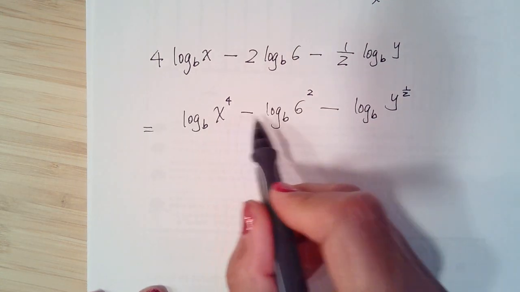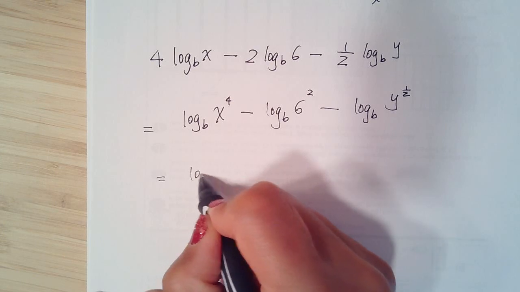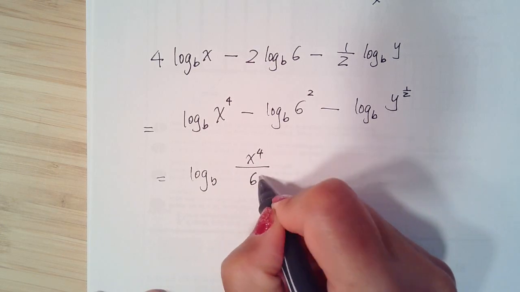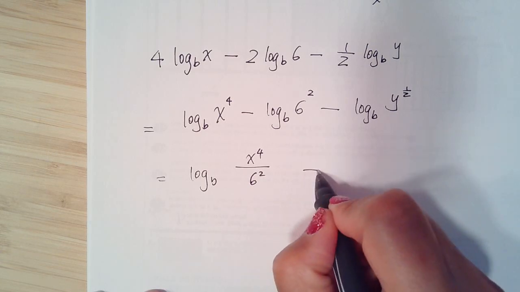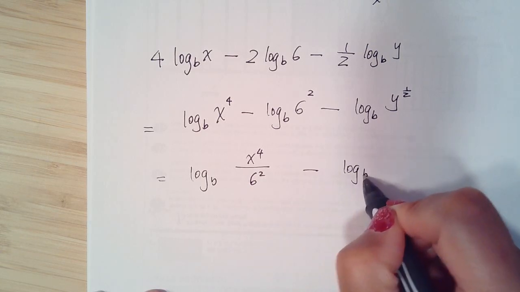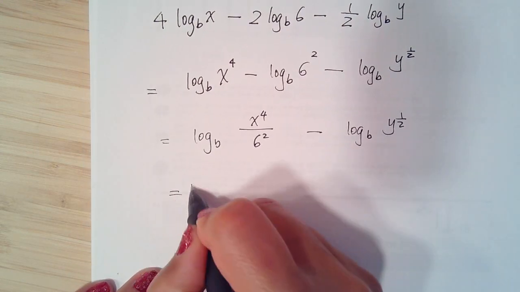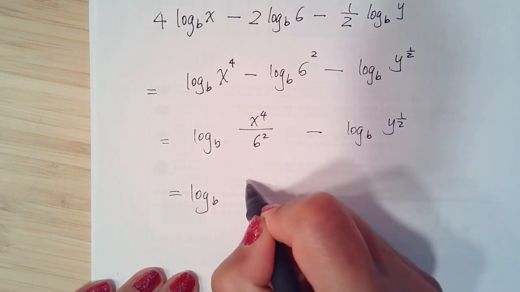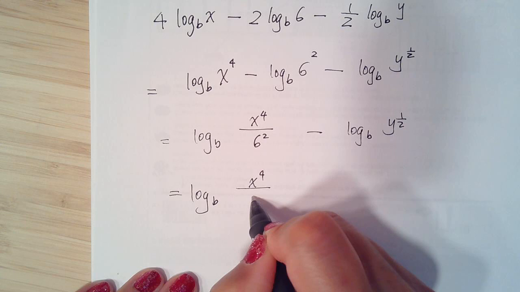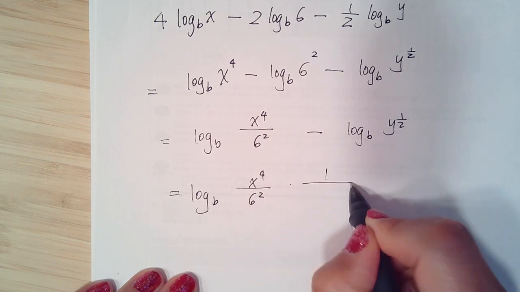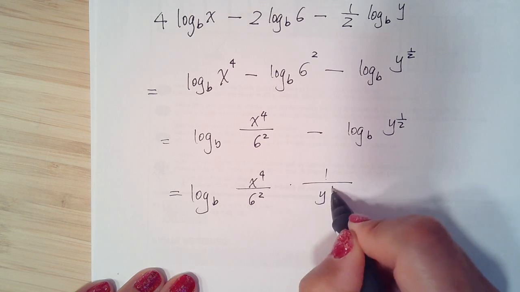So this minus this, log minus log, which is log b, x to the 4th over 6 squared, or you can put 36, minus another log. So log minus log means division. Okay, so that means log b, x to the 4th over 6 squared divided by that, or means multiplied by 1 over the square root of y.